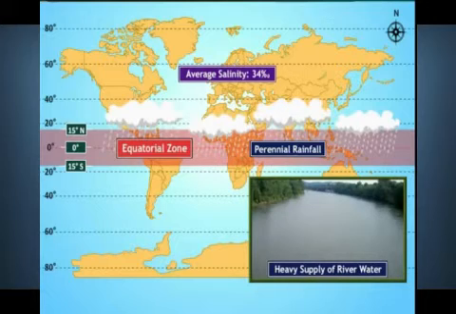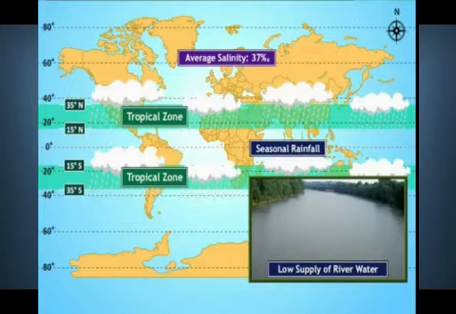The next region is tropical. The tropical region lies between 15 and 35 degree north and south of the equator, receives medium amount of solar energy. This region has seasonal rainfall with very few rivers flowing into the ocean. The salinity in the tropical region is very high, being 37 parts per thousand.